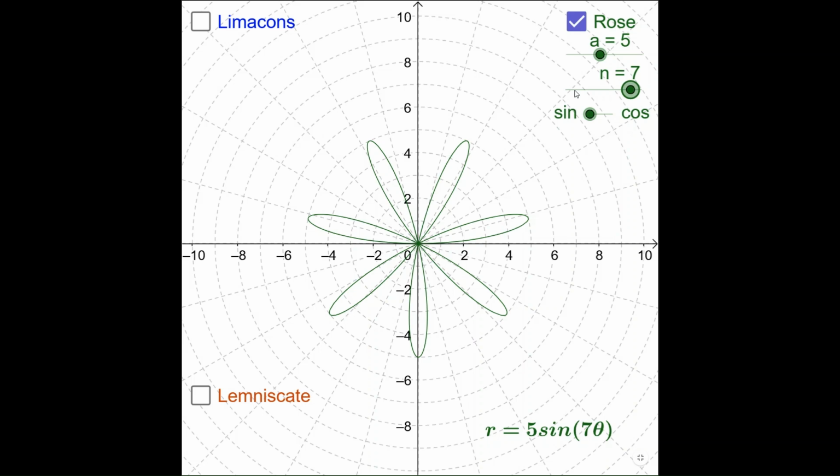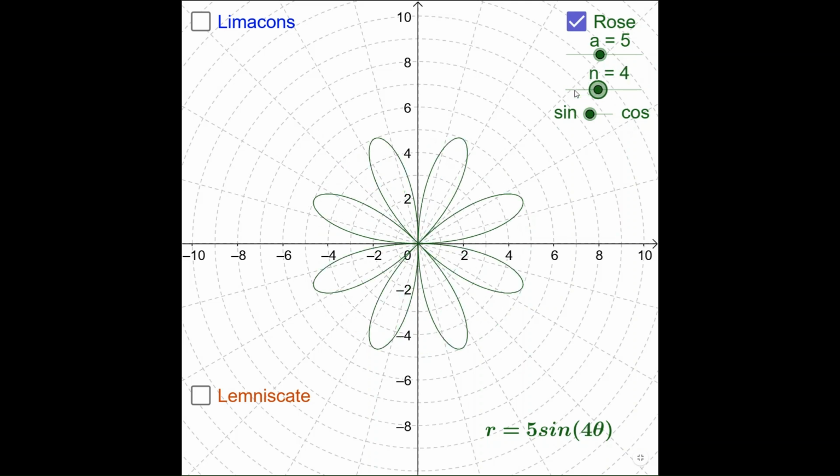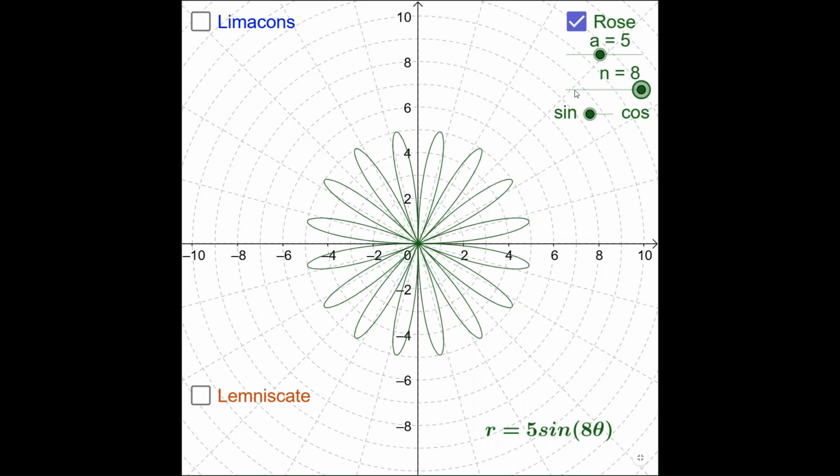Well, what about if n is even? Okay, so if n was 2, we had 4. If it's 4, we have 8. If it's 6, we have 12. So what kind of relationship are we seeing? If n is even, you're going to double that. So if n was 8, how many petals are we going to have? If n is 8, we're going to have 16.